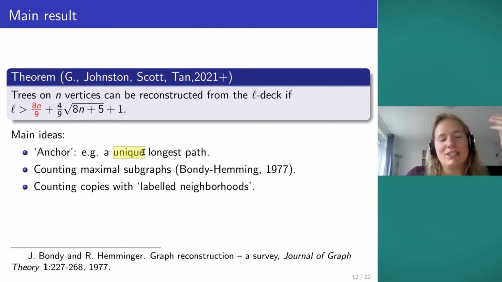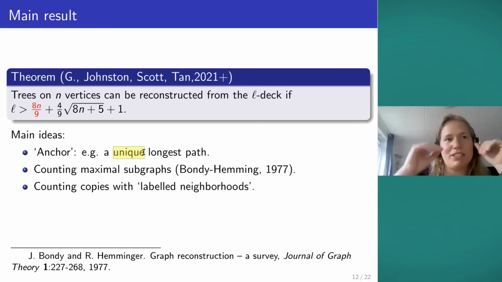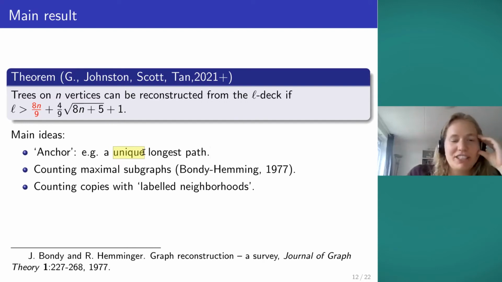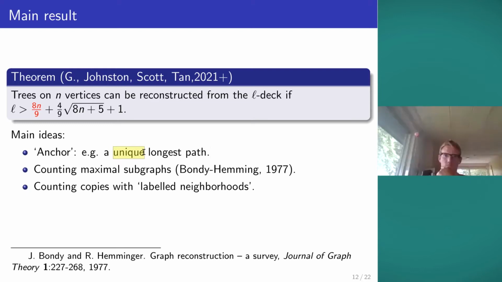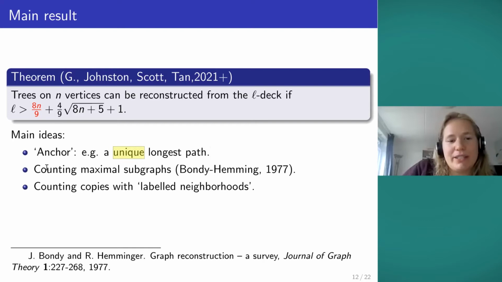But it might be easier to first think about the case where it is unique, and then there's some structure already present, and we can start growing the rest of the tree from there. The rest of it mainly consists of a bunch of clever counting results. There are two different types that I'll tell you about. The first is for counting maximal subgraphs, which Bondy and Hemminger already did in 1977. The other one is a new result about counting subgraphs with certain specific types of neighborhoods that I'll tell you a bit about now.